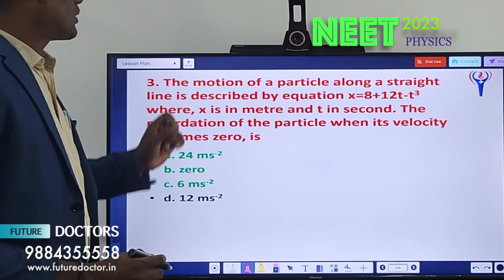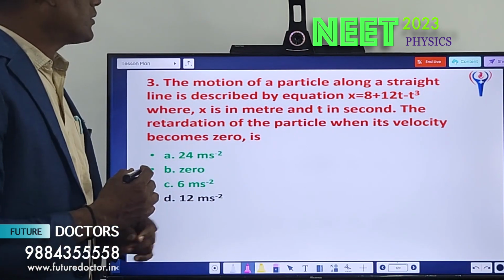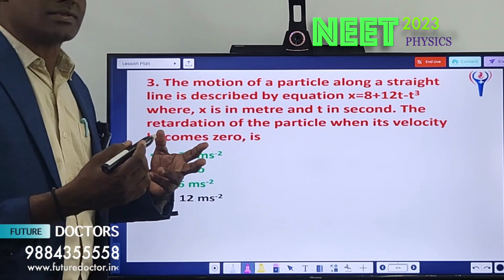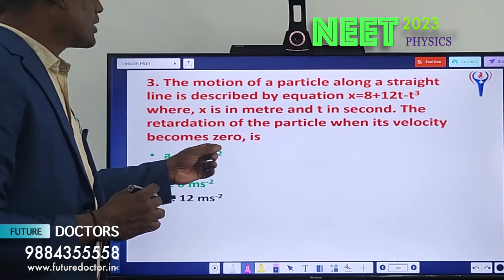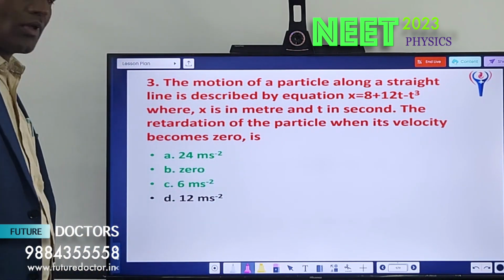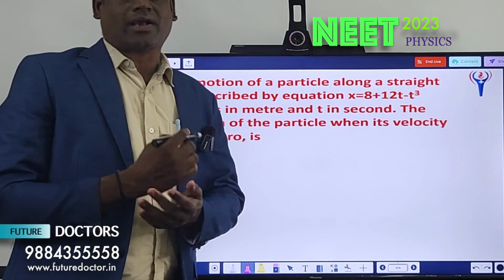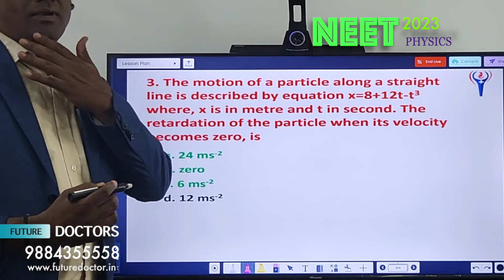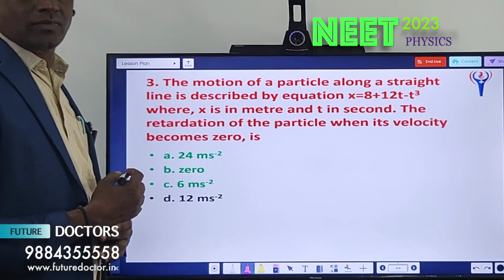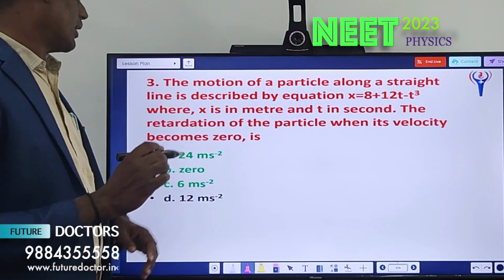The motion of a particle along a straight line is described by equation x equal to 8 plus 12t minus t cube. Here x is in meter and t is in second. The retardation of the particle when its velocity becomes 0 is dash. Option D is the correct answer. What is retardation? That is negative acceleration or decrease in velocity, that is called retardation.